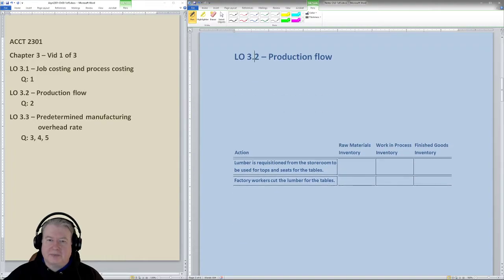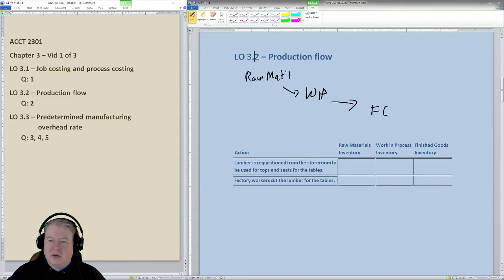Our second learning objective, question number 2, is production flow. While they discuss in the book a couple of different things about production flow and understanding how things move from one to the next, our main focus is that there are 3 types of inventory: raw materials, and things flow from raw materials to work in process, and then from work in process to finished goods. So we need to know when things leave raw materials and enter work in process, and when things leave work in process and enter finished goods. That's the most common thing.